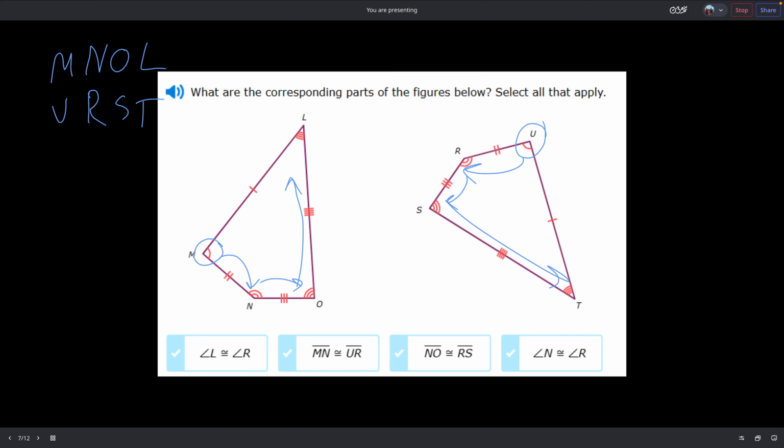And now it's just the same problem that we did before. Match things up. Does L match with R? No. MN and UR? Yes. NO and RS, yes. N and R, yes.